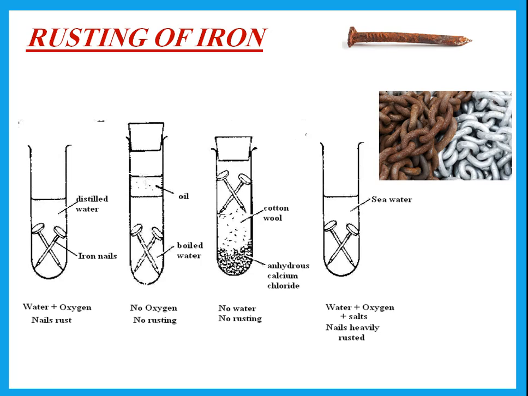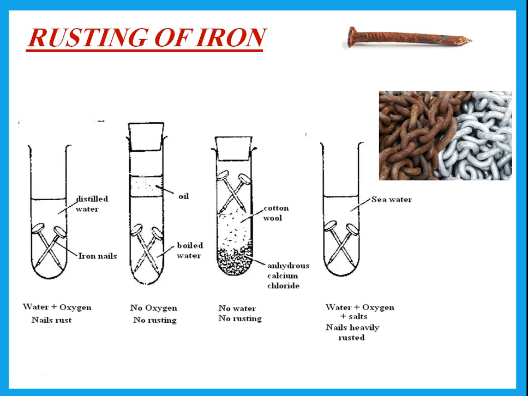Now, if I put the nails in boiled water, now what is boiled water? Boiled water is water that I have boiled, so all the oxygen dissolved in it has escaped. When you boil the water, the dissolved gases go out. So dissolved oxygen has gone out. It doesn't have any dissolved oxygen, and I'm covering it with a layer of oil to make sure that no more oxygen dissolves in it. Now, when we put the nails in the boiled water, that means I don't have any oxygen.